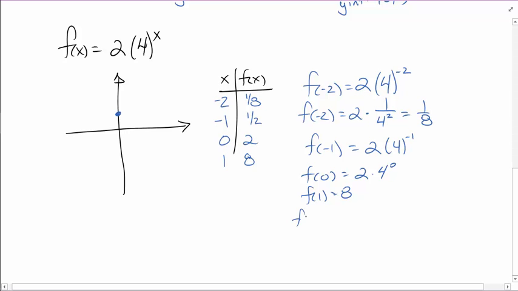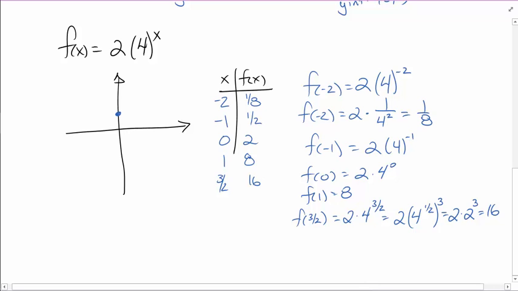Something to note here, if I insert a 3/2 into my x, I'll have 2 times 4 to the 3/2 power. Well, how should I look at this? I'm going to look at it as 4 to the 1/2 power cubed. 4 to the 1/2 is the same thing as the square root of 4. So now I'll have 2 times 2 to the 3rd power. 2 to the 3rd is 8, times 2 will give me a 16. When I insert 3/2, I get out a 16.